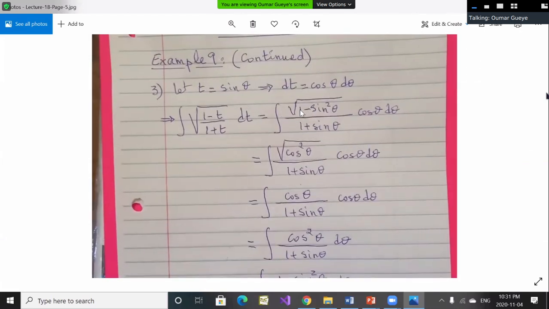And under the square root here, 1 minus sine square, we know is equal to cosine square. The reason is we've seen cosine square plus sine square is equal to 1. So that's why 1 minus sine square is going to be cosine square. And the square root of cosine square is going to be cosine. Now I'm going to multiply these two cosine theta. So I'll get cosine square theta over the same denominator.